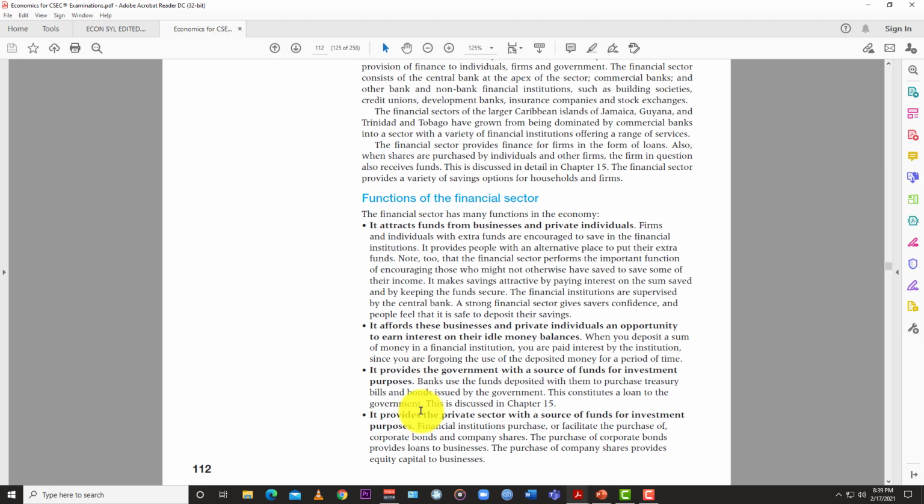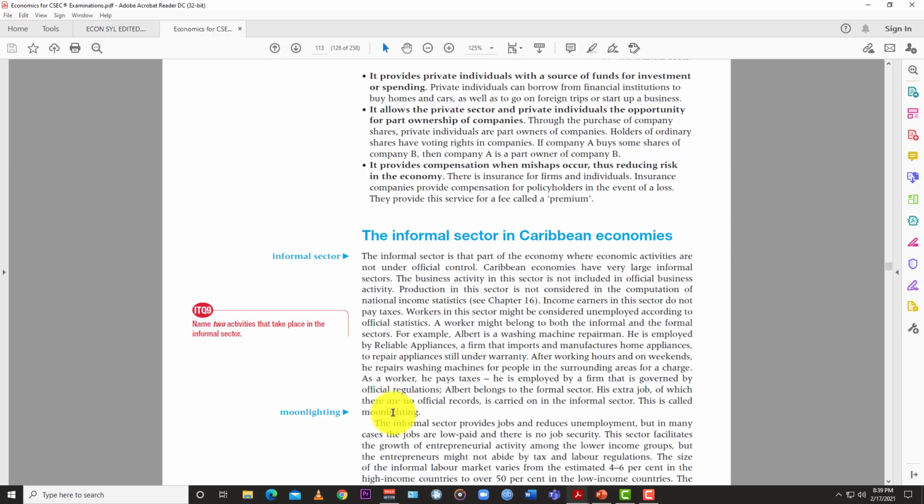Also, apart from the government, it provides the private sector with a source of funds for investment purposes. Financial institutions purchase or facilitate the purchase of corporate bonds and company shares. The purchase of corporate bonds provides loans to businesses. The purchase of company shares provides equity capital to businesses.